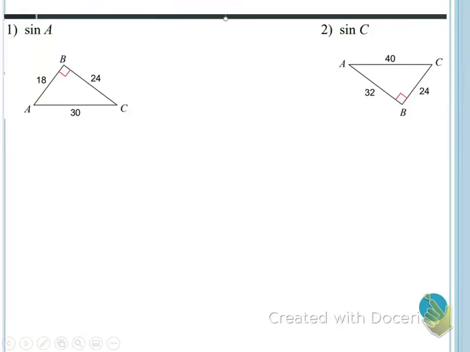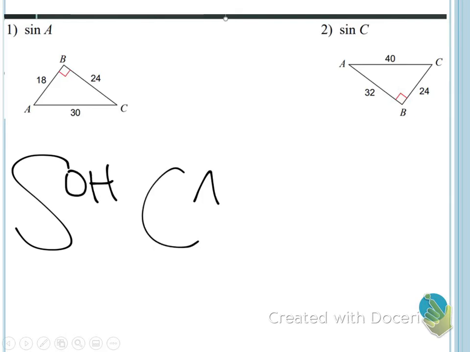So we're on the 9.2 notes. I think page 2. We're going to finish the 9.2 and then do 9.4 notes. I think we already did number 1 yesterday, correct? We're going to do number 2. Yesterday we talked about an acronym, which was SOHCAHTOA.